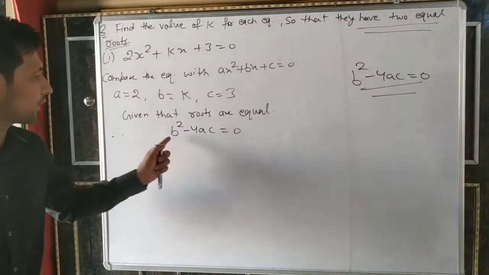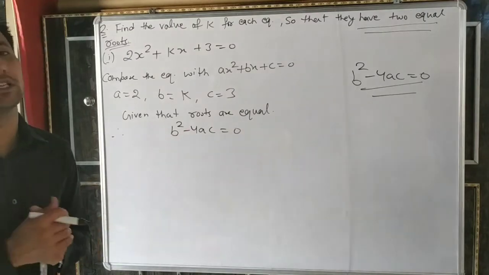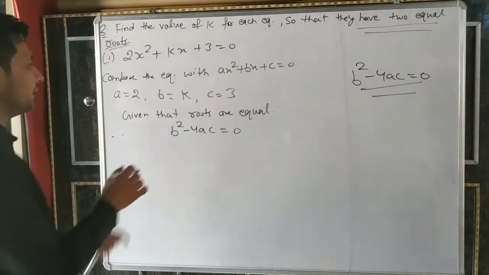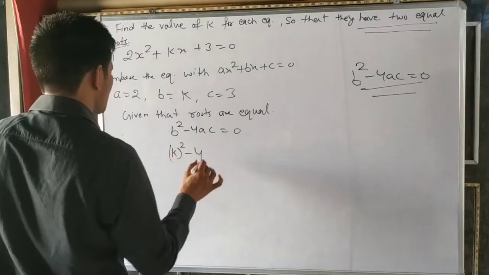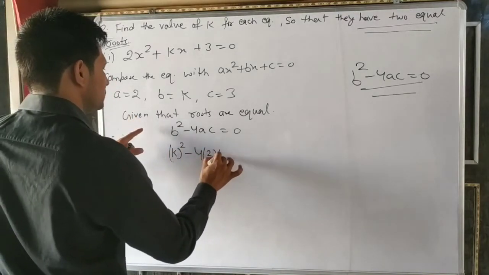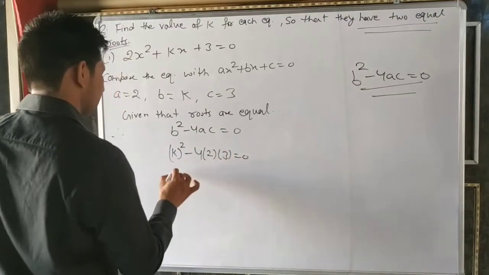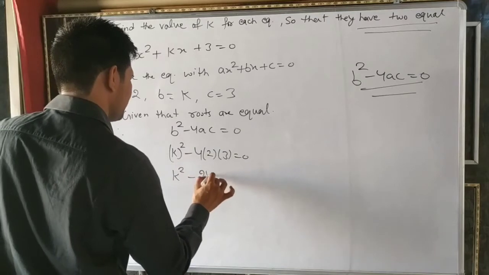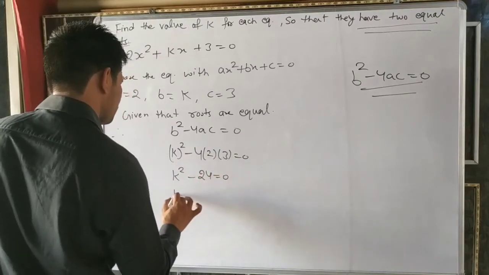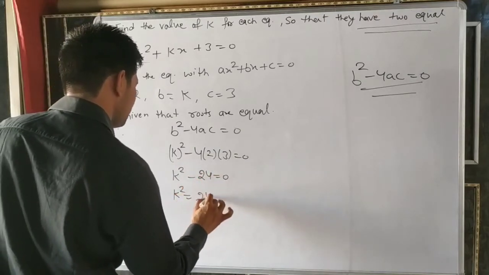Whenever roots are equal, what is the property? b square minus 4ac equal to 0. So what is the value of b? b is k. So k square minus 4 into a is 2, c is 3, equal to 0. So k square minus 4 into 2, 8, 8 into 3, 24, equal to 0. So k square equal to 24.